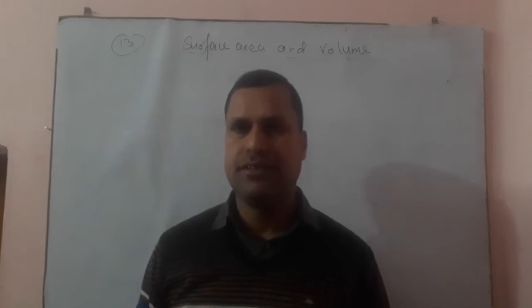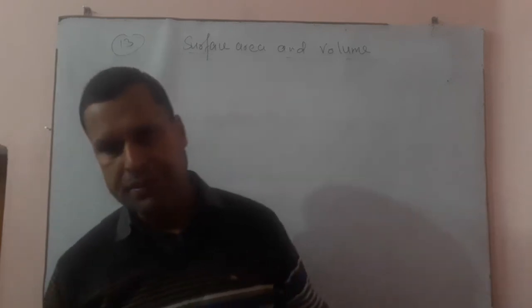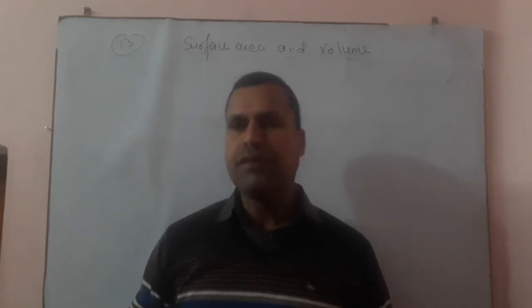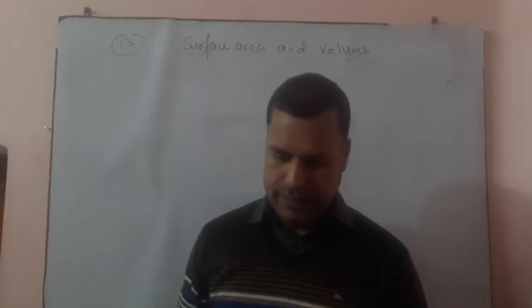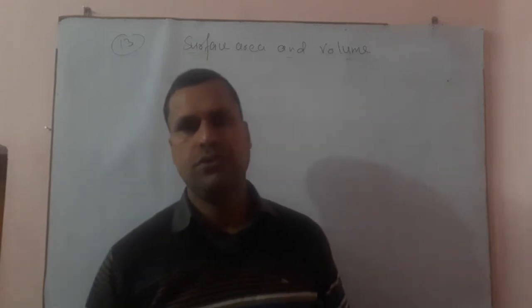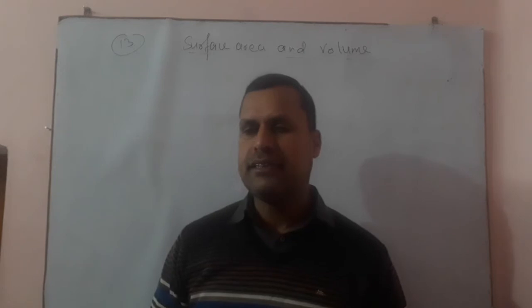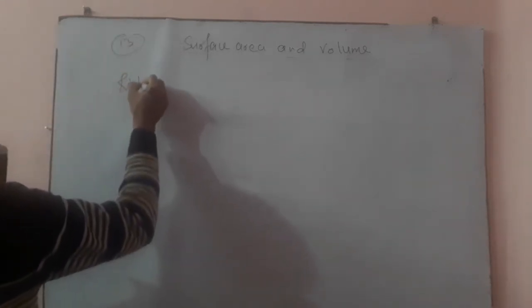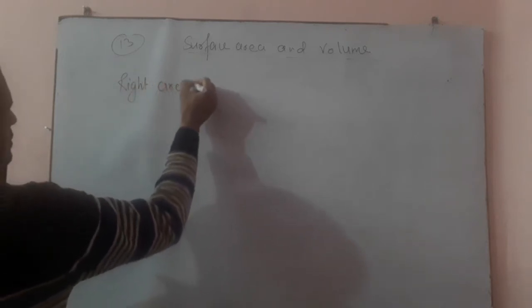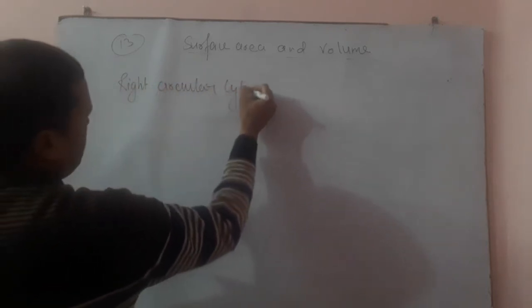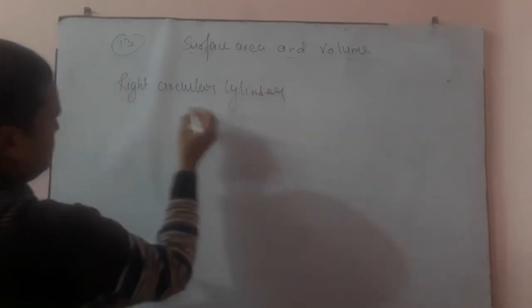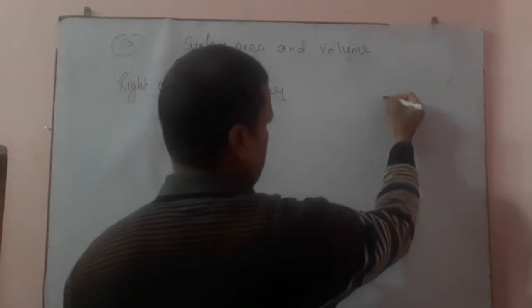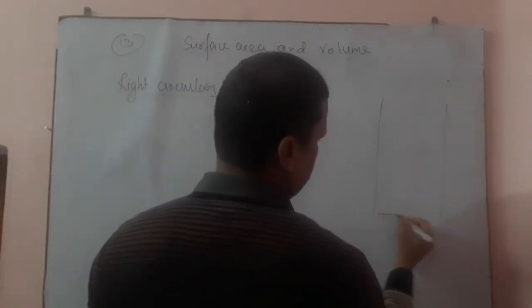right circular cylinder. In the previous chapter I discussed the cube and cuboid. And exercise 13.2 is based on the right circular cylinder. So what is the right circular cylinder? This is the shape of the right circular cylinder.